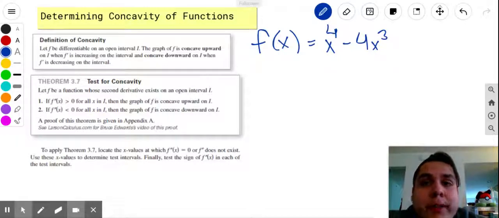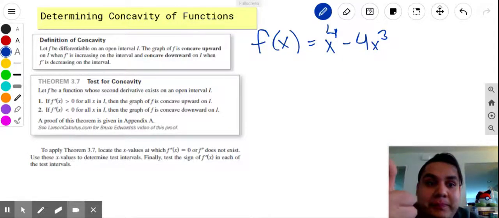This week, we're going to talk about the concavity of functions. So it's essentially what we were doing last week, but instead of working with a first derivative, it's a second derivative. But it's pretty much the exact same thing.